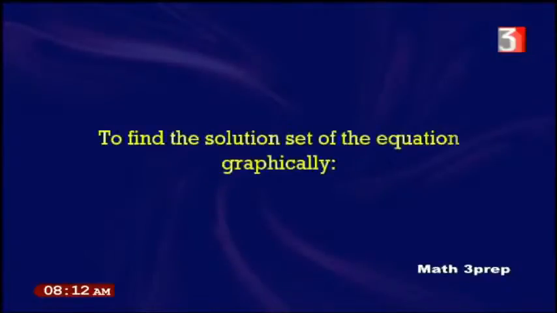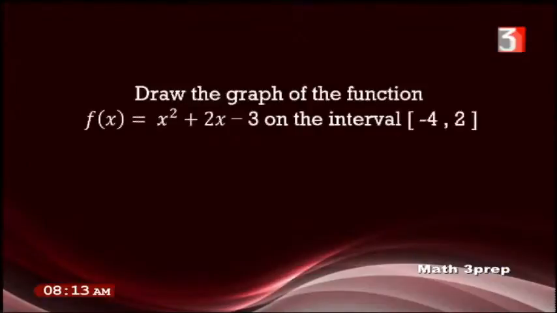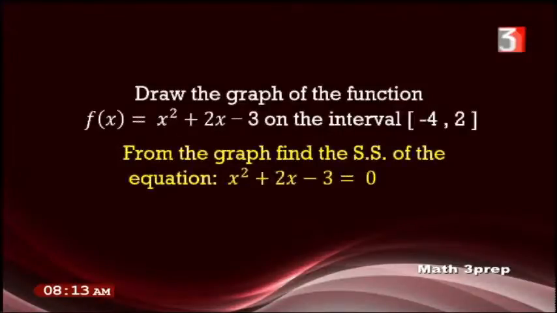Now, let us see how to find the solution set of the equation graphically. Let us have an example. Draw the graph of the function f of x equals x to the power of 2 plus 2x minus 3 on the interval from negative 4 up to 2. From the graph, we are going to find the solution set of the equation when x squared plus 2x minus 3 equals 0. Now let us see.